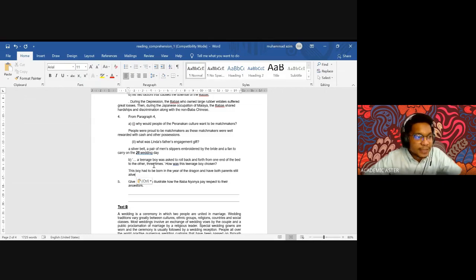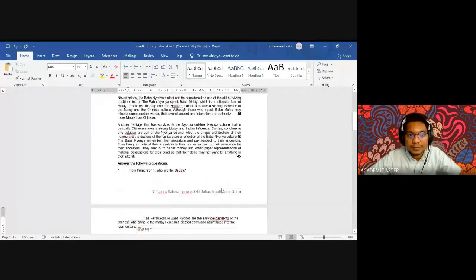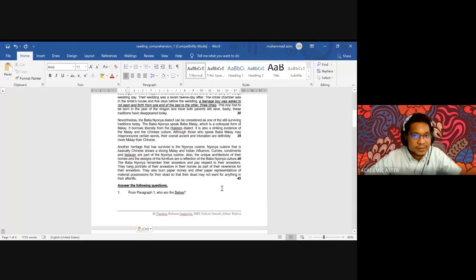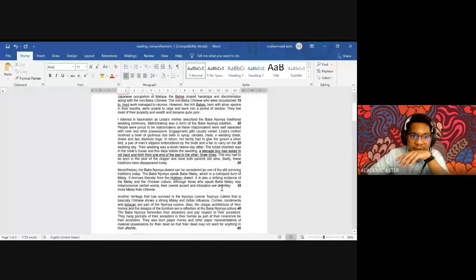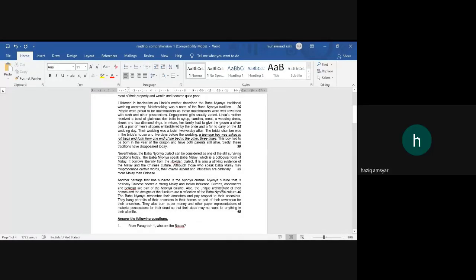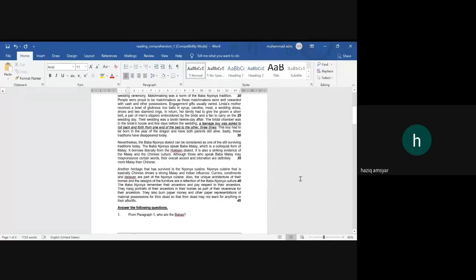So this one must be in which paragraph? All right, the answer is in the last paragraph. 1, 2, 3, 4, 5, 6. Yes. The last paragraph. Haziq, what is the answer? The answer is they hang portraits of their ancestors in their homes as part of their reverence for their ancestors.